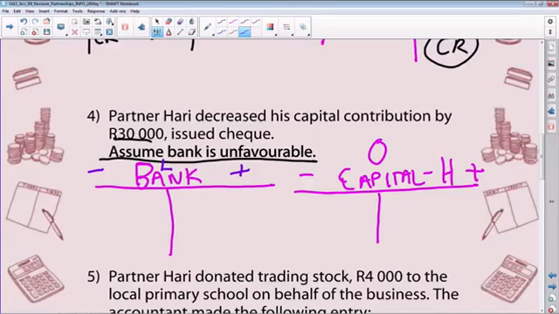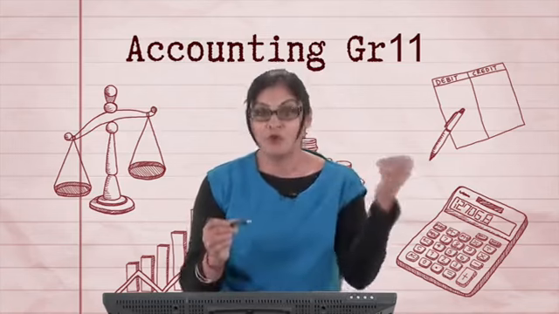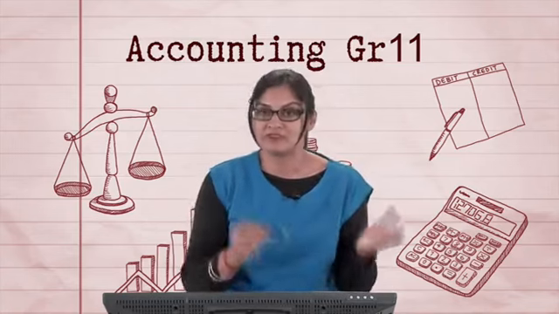Okay, so let's now look at the impact this transaction will have on the following two general ledger accounts. So let's start off with capital first. The partner is decreasing his capital contribution. So immediately, capital is now decreasing by 30,000. So the account debit is obviously capital. Right, bank on the other hand is a liability. Now remember guys, when bank is unfavorable, it means that the business is borrowing money from the bank. It's not the business's money.